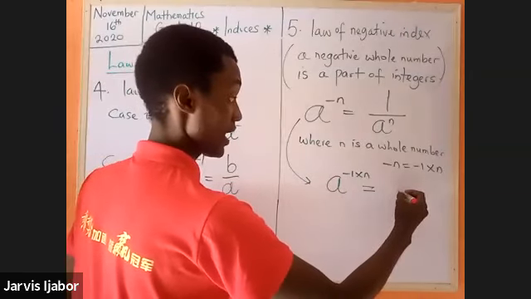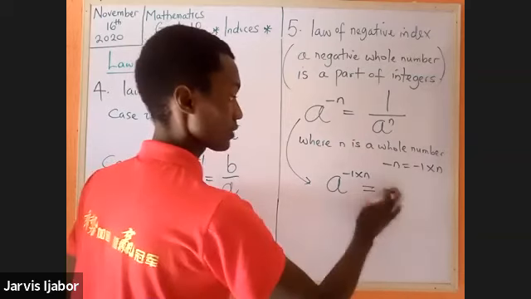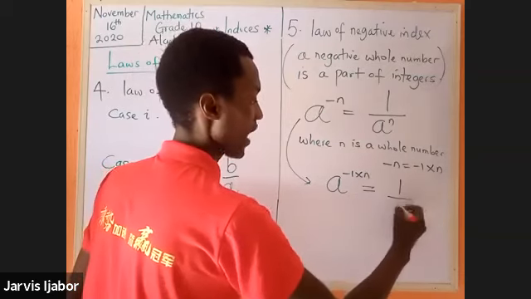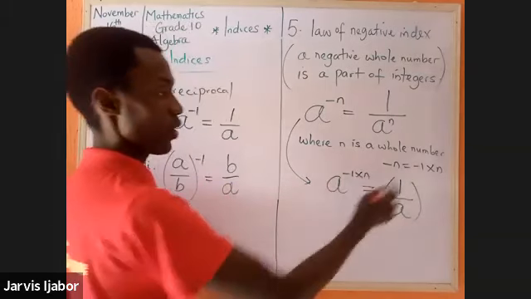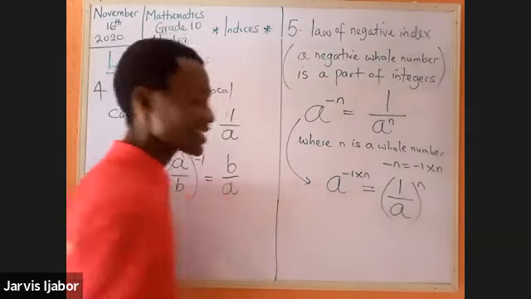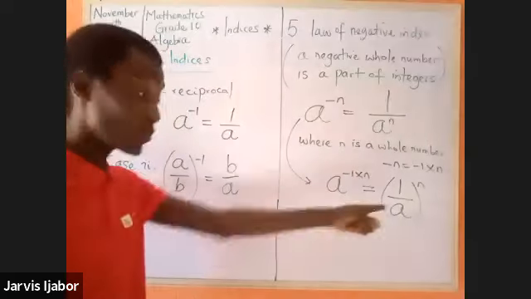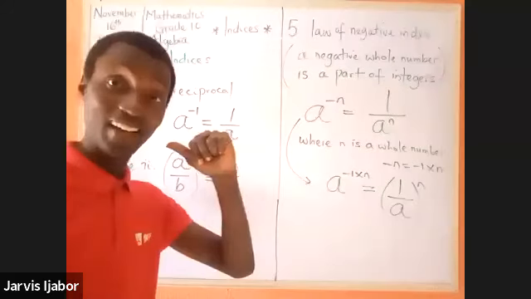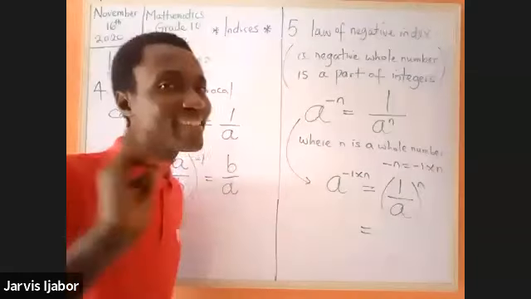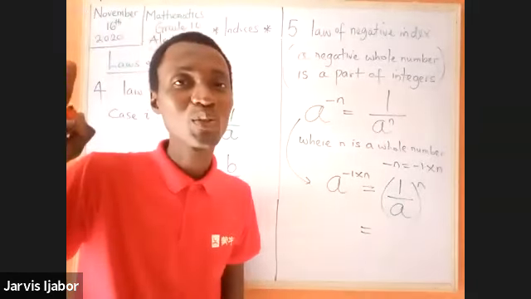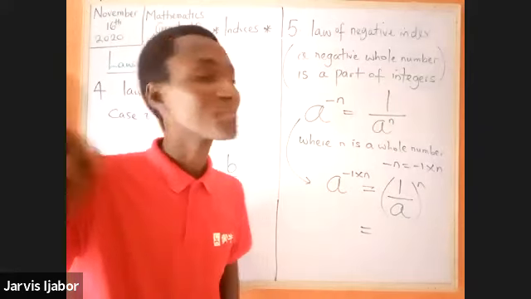This will now be 1 over a, all raised to the power of n, because this is 1 over a, all raised to the power of n. Don't ask me, uncle, what are you talking about? You will see this explanation much later. Okay, now remember that anything raised to the power of 1 is what? 1, is that not? Good.